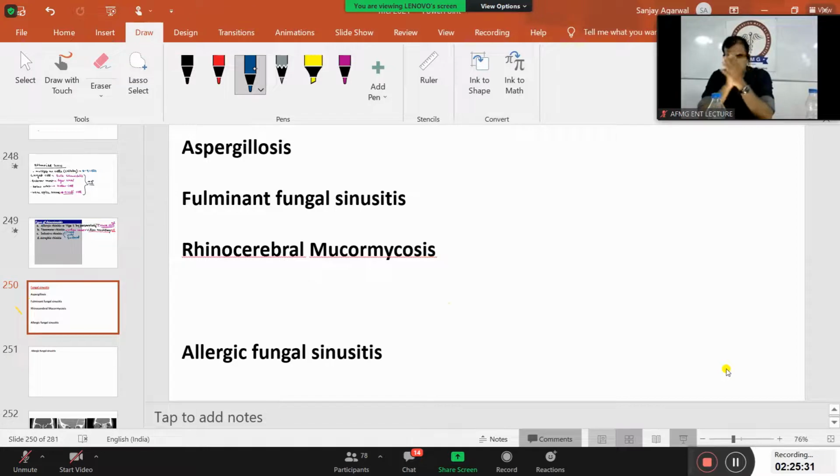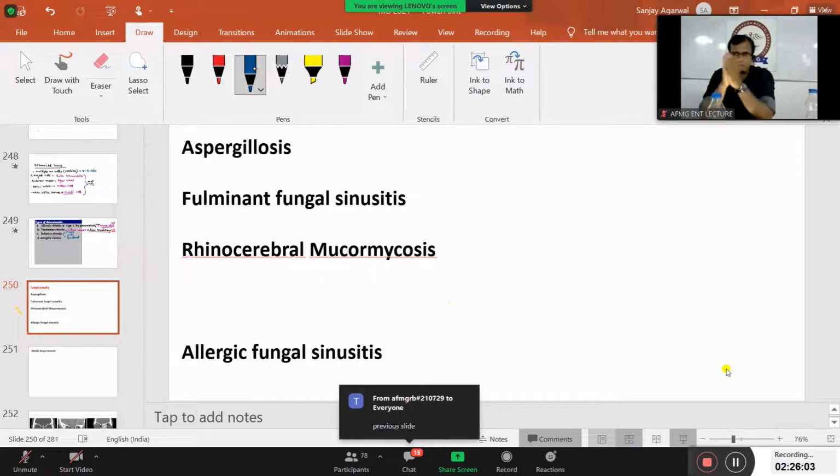Aspergillosis, fulminant fungal rhinosinusitis, rhinocerebral mucormycosis, and allergic fungal sinusitis. I don't have to tell you which is the most common type. अब समझना आएगा होगा. The first one, aspergillosis, is the most common type.